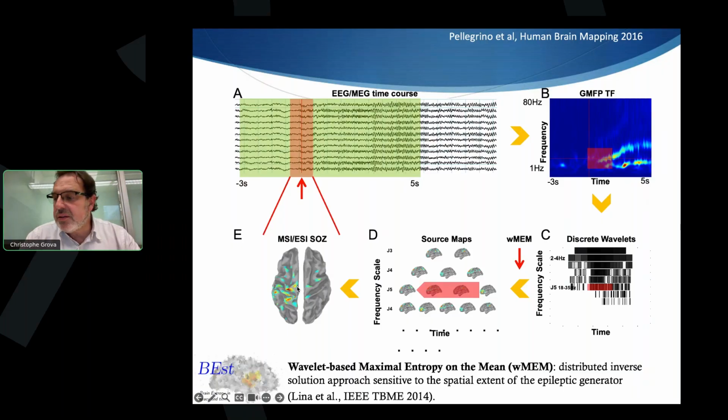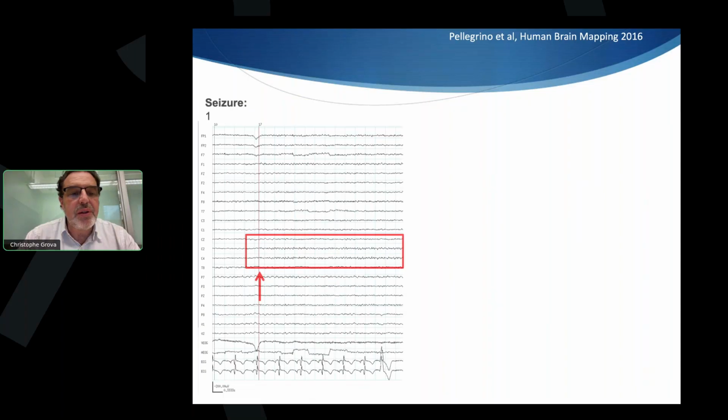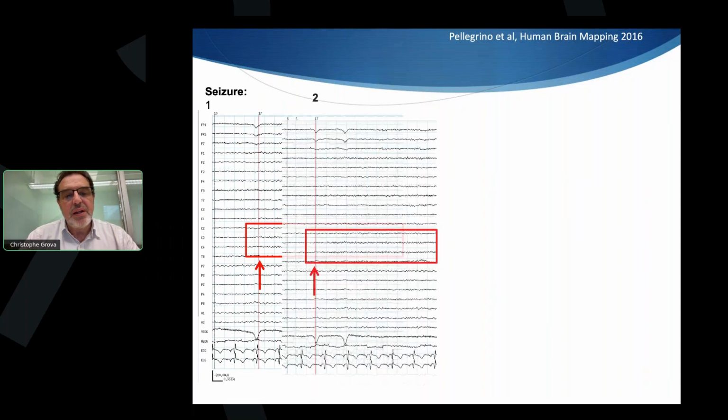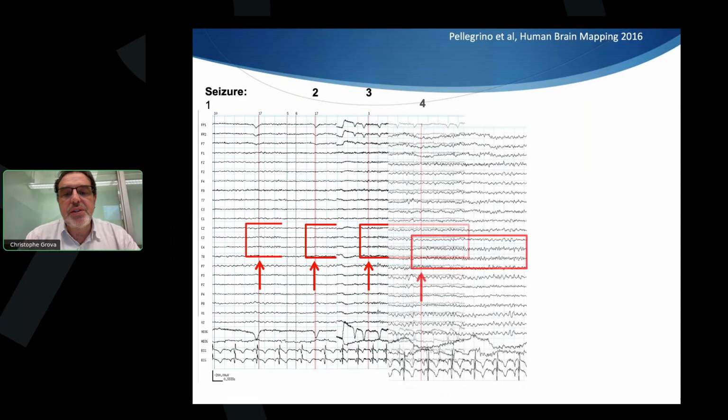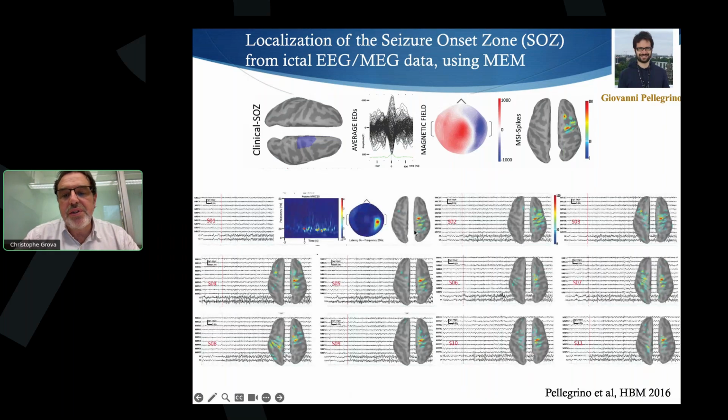So this is a technique that is implemented in Brainstorm. And here you have an example. We have different small electrographical seizures that you can see in EEG here. And there was a dysplasia here. You have the spike localization. And here you have all the seizure localizations that were quite concordant.